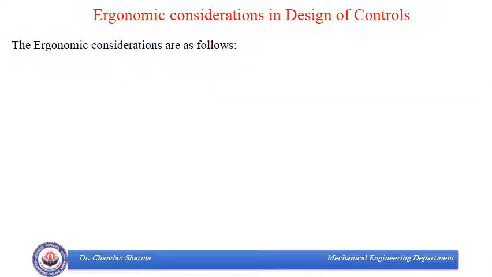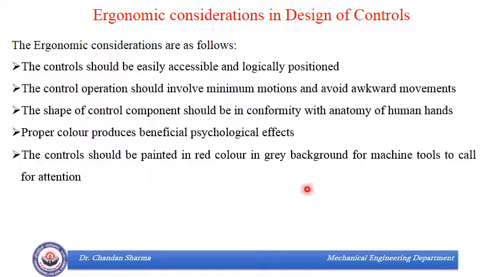Talk about controls. The considerations are as follows. Controls should be easily accessible and logically positioned. If not, the operator will not be able to apply the information that is received from the displays. Operation should involve minimum motions and avoid awkward movement. Like in the example of a car, everything should be within reach of the driver. Then only he will be able to apply the corrective measure.